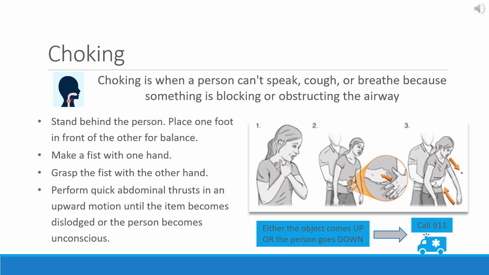Be sure to use a scooping motion, as the goal is to essentially knock the air from the lungs, forcing the object out. When performing the Heimlich maneuver, there are only two options. Either the item becomes dislodged and it comes up, or the person becomes unconscious and goes down. If the person goes down, you want to safely lower them to the ground and begin chest compressions. Anytime the Heimlich is performed, 911 should be called immediately.